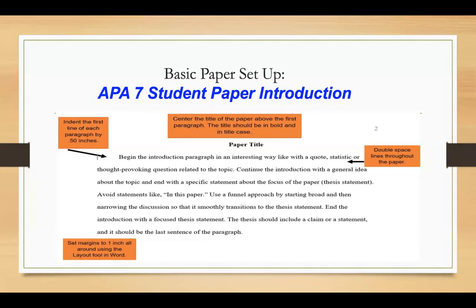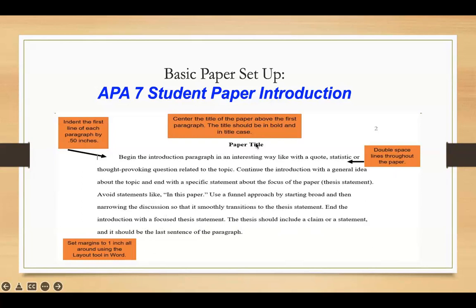And then you move on. Avoid statements like, "in this paper." Use a funnel approach by starting broad and then showing the narrow discussion so that it smoothly transitions to the thesis statement. Remember the purple toenails, the narrow, from 10,000 meters to 1 meter. How do you transition in the introduction with a focused thesis statement? The thesis should include a claim or a statement, and it should be the last sentence of the paragraph.